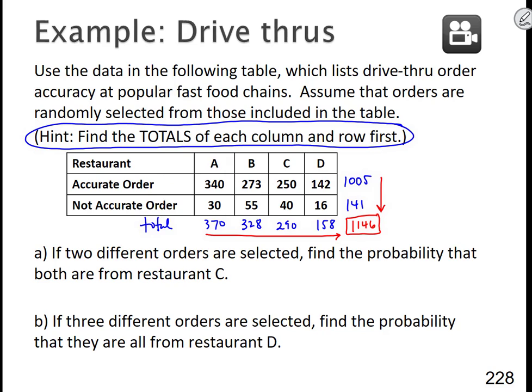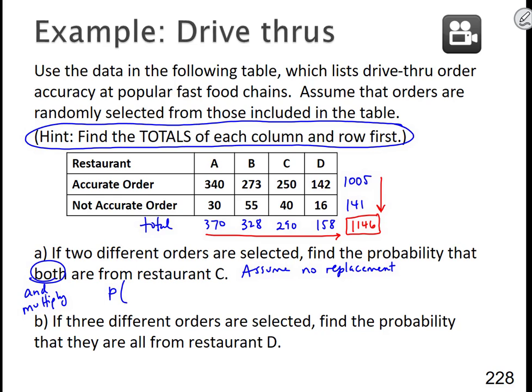Part A says, if two different orders are selected, find the probability that both are from restaurant C. We've already seen that both is like another form of and, which means we're going to multiply. The only word that tells us to add is or. And if it doesn't say, we assume no replacement, or without replacement. We assume that if we pick the first order, we don't put it back in the mix.